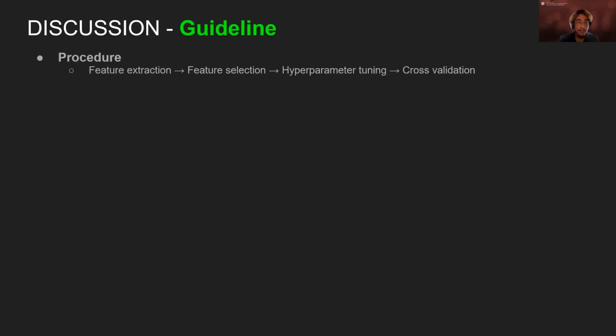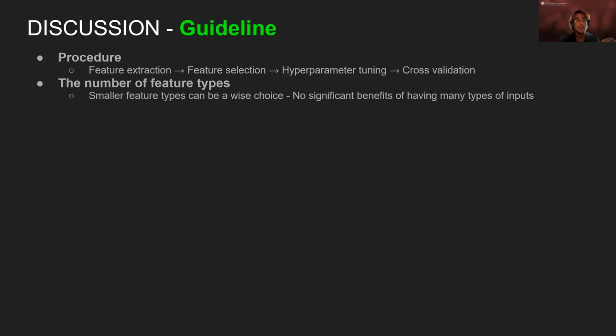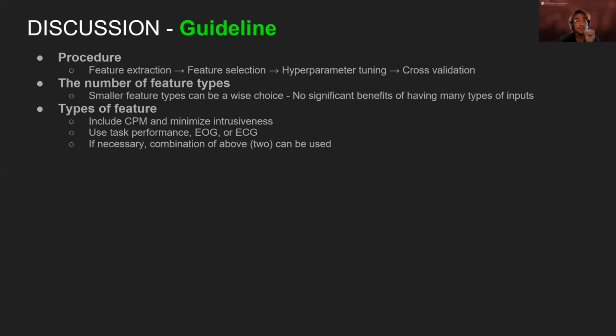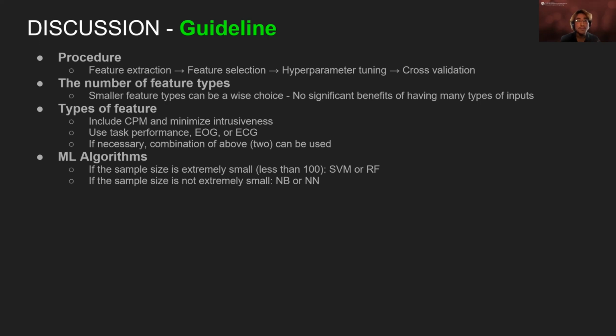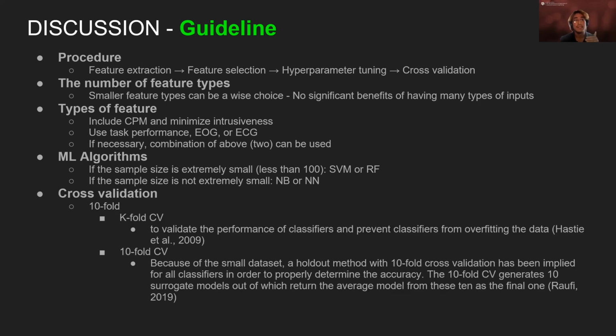So this is the last slide. As a procedure, I recommend following these steps from feature extraction to cross-validation, and then the number of feature types as small as possible. The type of feature also includes the CPM to minimize intersimilarity with that physical interaction. And then choose the machine learning algorithm, two algorithms based on the input data size, and for cross validation, the number of K-fold size here.